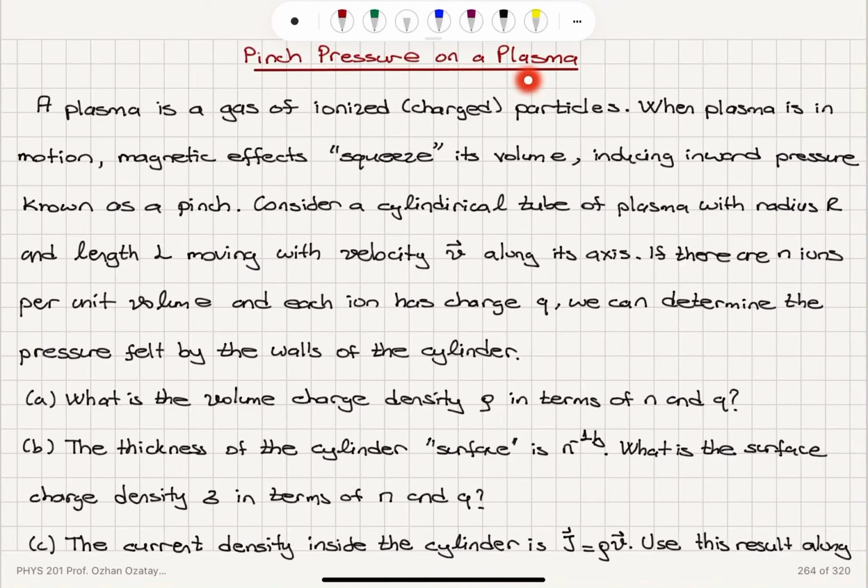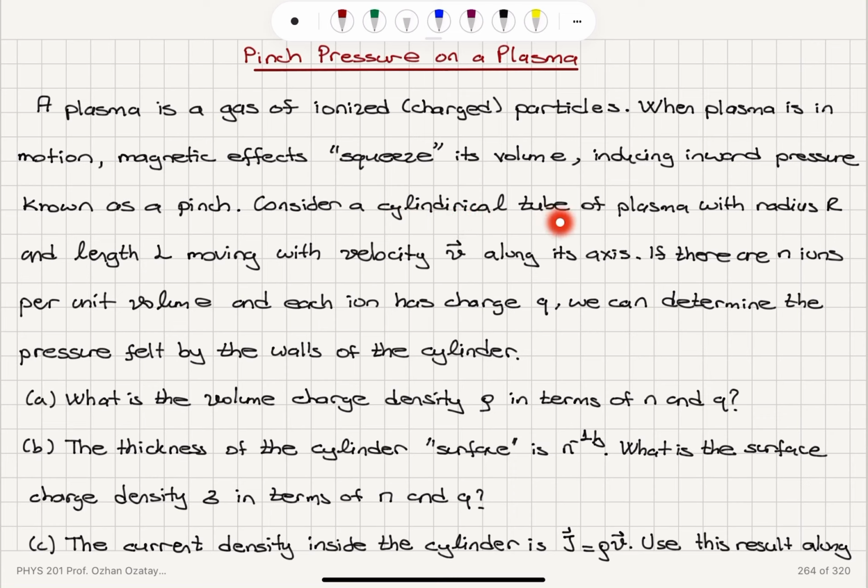Pinch pressure on a plasma. A plasma is a gas of ionized charged particles. When plasma is in motion, magnetic effects squeeze its volume, inducing inward pressure known as a pinch.